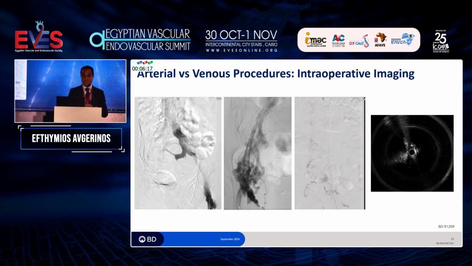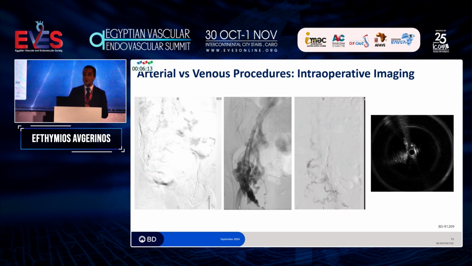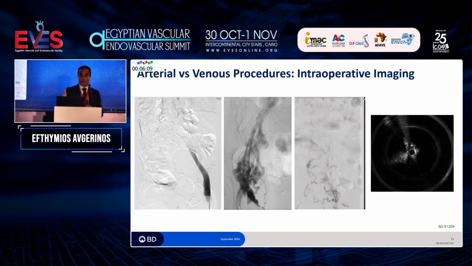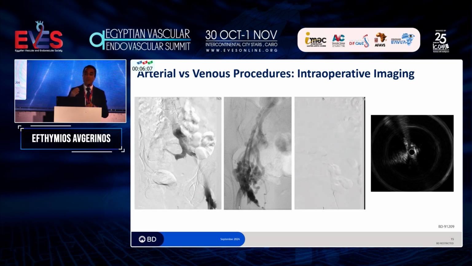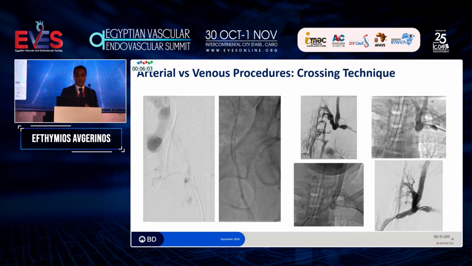How about imaging? Look at the flow. You're not used to such kind of flow or collaterals when you're doing an arterial procedure. You're not used to the IVUS images. You need to get familiar with reading intravascular ultrasound. How about crossing?